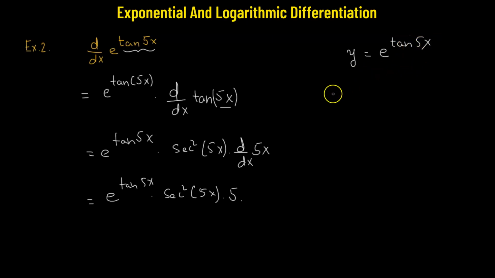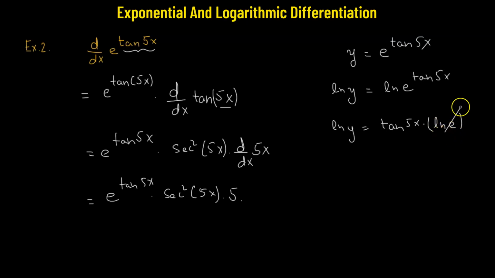We can take the logarithm on both sides, so that will give us log of y equals natural log of e raised to the power of tangent of 5x. We can use the property of logarithm and bring the tangent of 5x to the front and multiply it to natural log of e. But we know that the value of natural log of e is always 1. So we have log of y equals tangent of 5x.